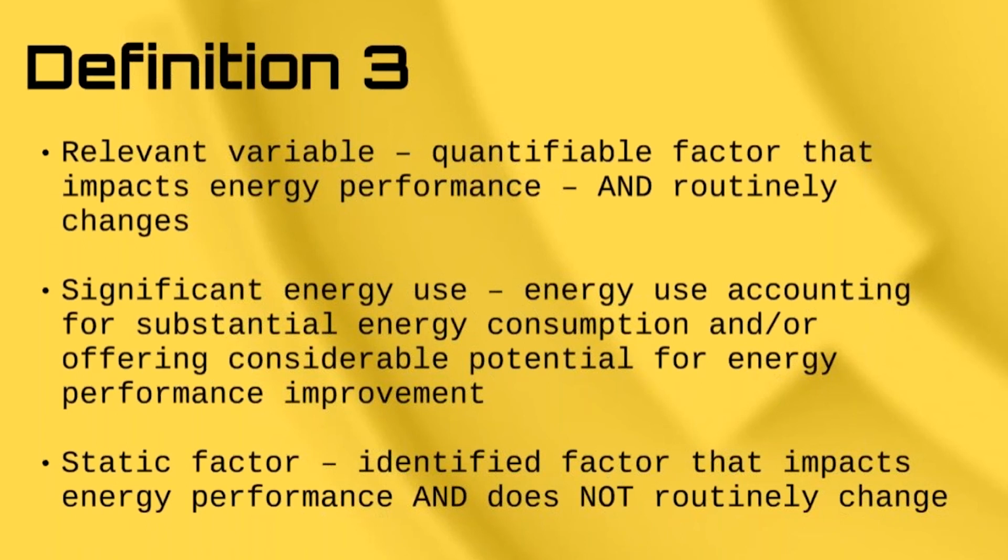Static factor, that's an identified factor that impacts energy performance and does not routinely change. The standard does give some examples of this, and in addition to that, we could add things like floor area. The standard gives examples such as the number of weekly production shifts or the number or type of occupants. But I'll probably use floor area to illustrate some points later on.